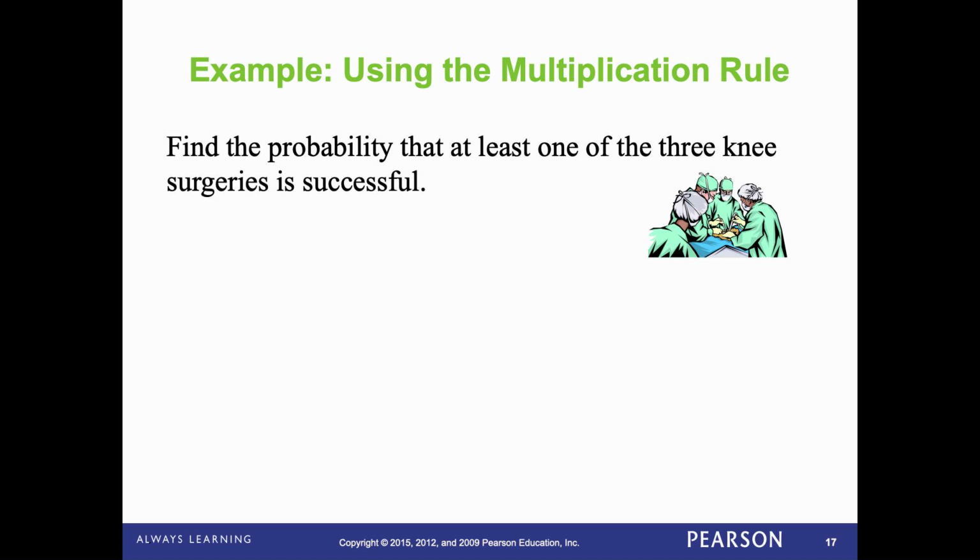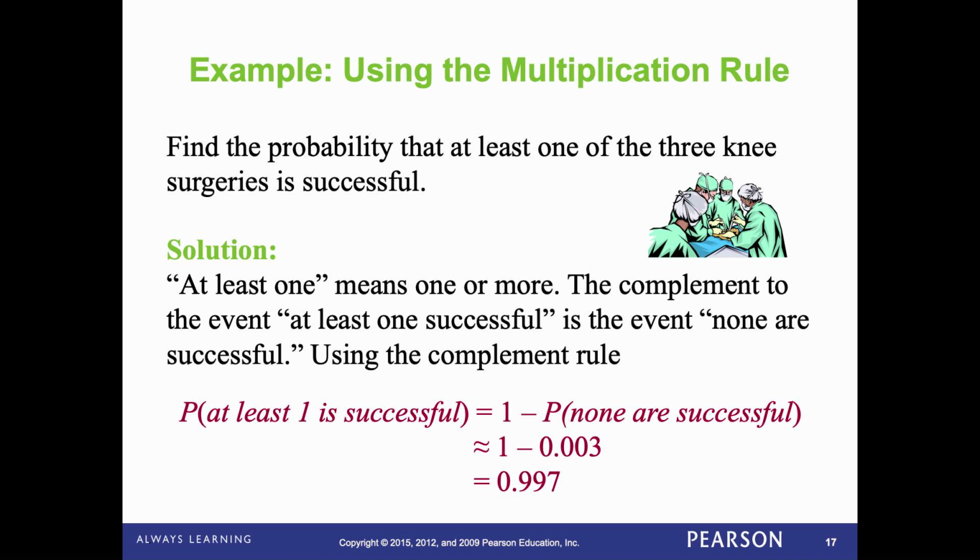Could be 1, could be 2, or it could be all 3. So it's going to be 1 minus 0.003. So the probability of at least 1 being successful means the complement of them all being unsuccessful. So that's 1 minus 0.003. So we have a 99.7% chance that at least one of them will be successful.